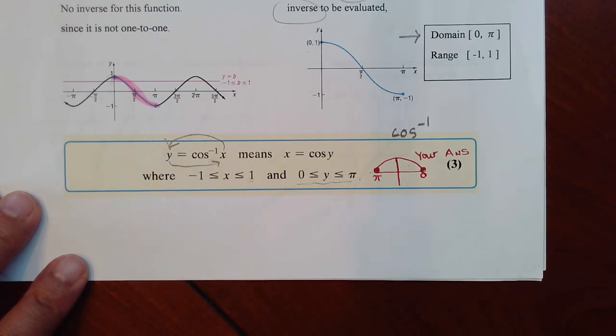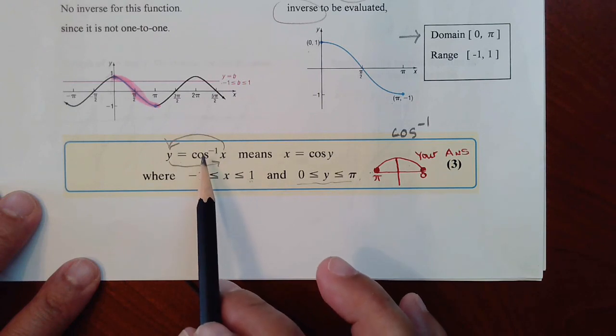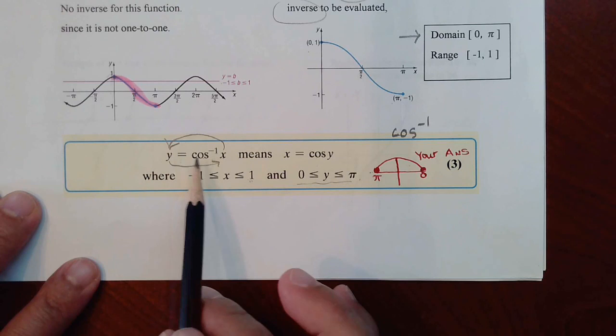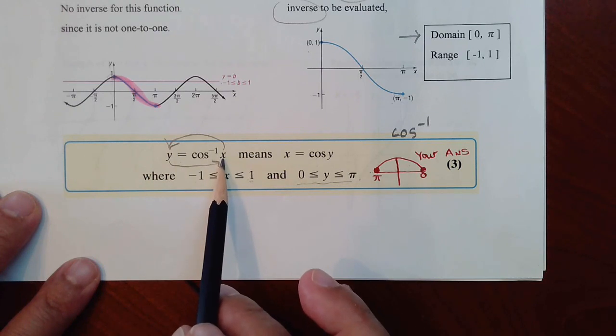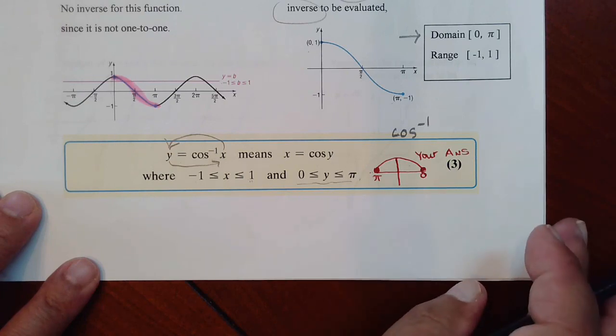So you could always write a theta there instead of a y, just so you don't get confused. Once you go from inverse form to non-inverse form, all you do is switch the x and the y, just like I showed you for inverse sine. This pops over here, this takes its place. And then you'll begin the problem.